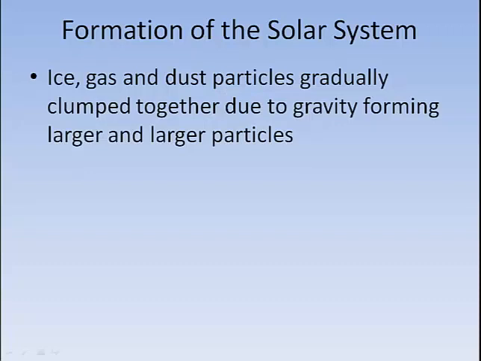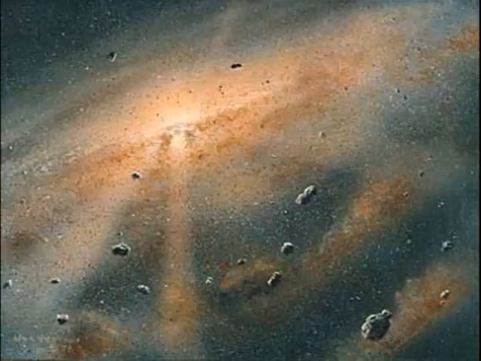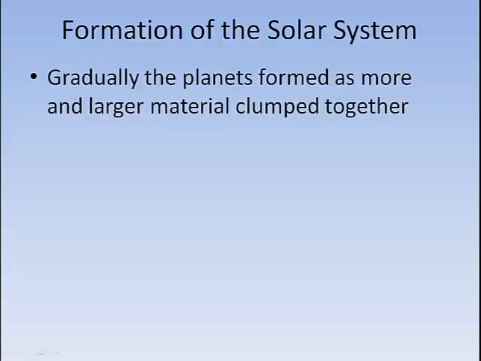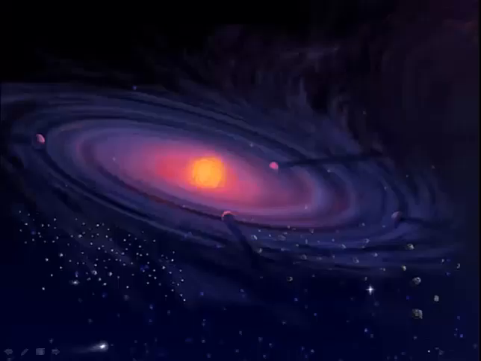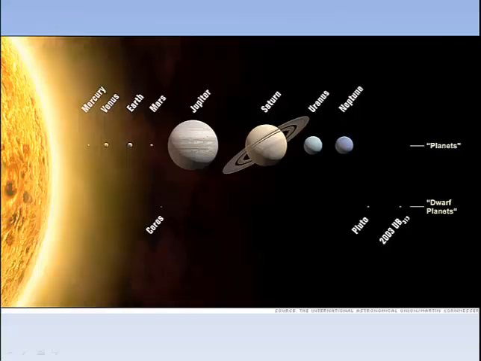So all these little particles started to clump together due to gravity. And they formed larger and larger particles, right? And gradually, these larger particles clump together to form the planets. So here we see the planets are forming as they collect these larger particles. And eventually, they formed our planets.